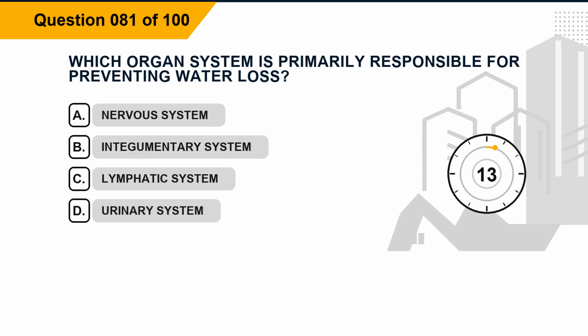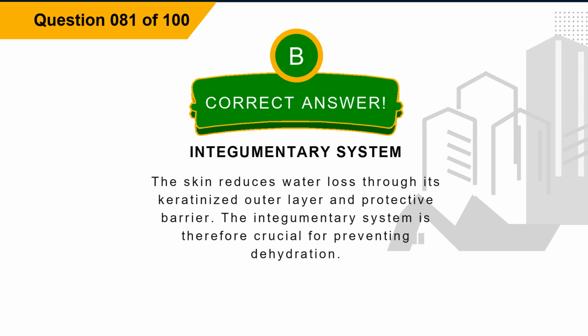Question 81. Which organ system is primarily responsible for preventing water loss? Option A, nervous system. Option B, integumentary system. Option C, lymphatic system. Option D, urinary system. The correct answer is option B, integumentary system. Explanation: the skin reduces water loss through its keratinized outer layer and protective barrier. The integumentary system is therefore crucial for preventing dehydration.